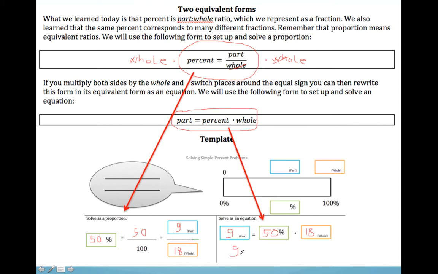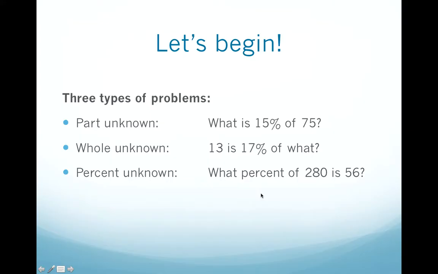Our equation becomes 9 equals 0.5 times 18. Okay, let's see how this works on examples. There are 3 types of problems that we will look into: part unknown, whole unknown, or percent unknown. Let's look at the first one.